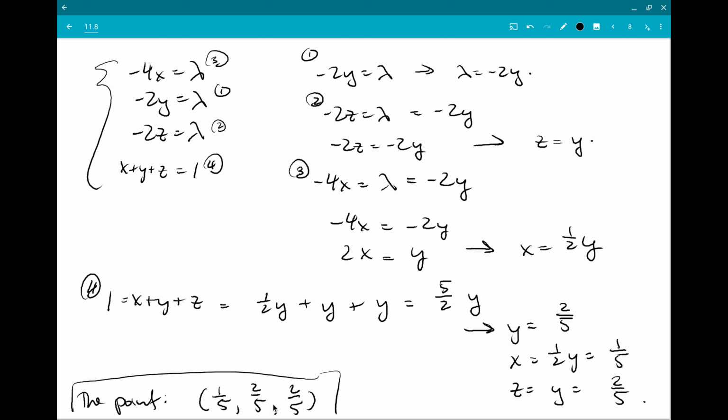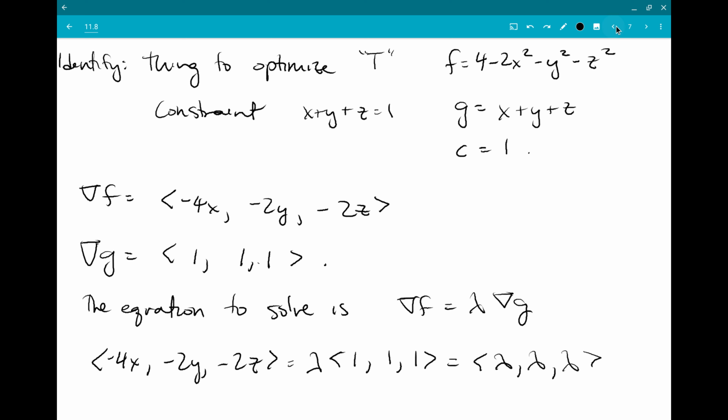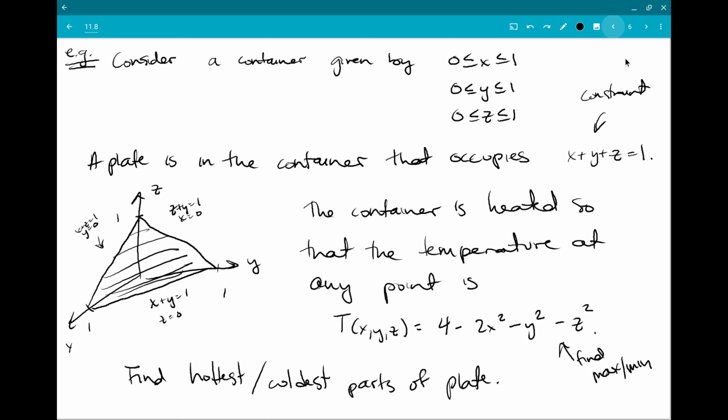And I know we're sitting right here past 10 minutes. My stopwatch is telling me. I'm just going to point out, did I draw my picture? Here's my picture. 1/5, 2/5, 2/5. That's somewhere like right there on the plane. We're going to continue with the rest of the problem in the next video.